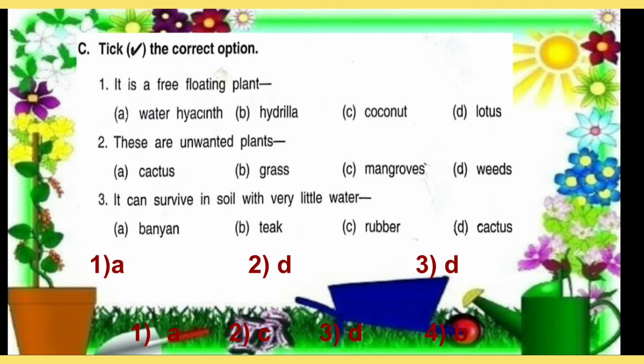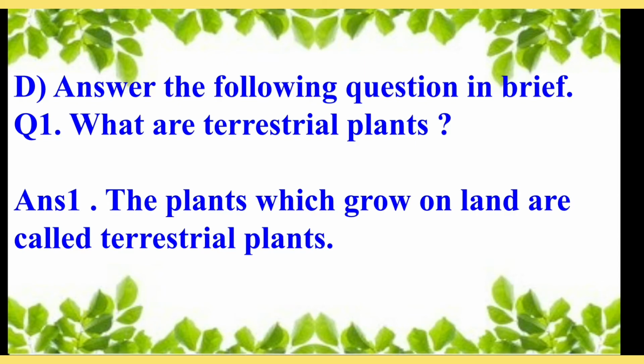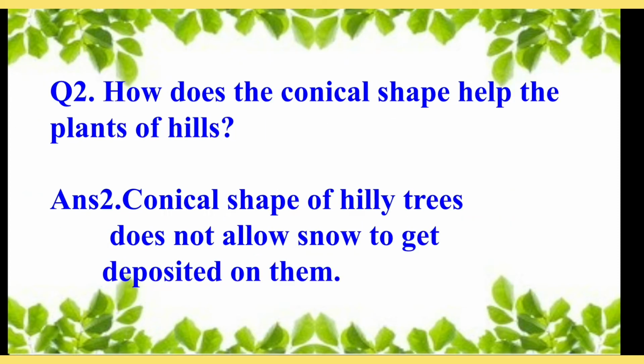Now we will do part D. First question is, what are terrestrial plants? So the plants which grow on land, they are known as terrestrial plants. After that, number 2, how does the conical shape help the plants of hills? As we know, plants on hills have a cone shape, so how does that shape help the plant? So that is conical shape of hilly trees does not allow snow to get deposited on them. In snowy areas, all the trees are of cone shape, and because of that shape, snow does not deposit on the trees and they are saved from breaking.